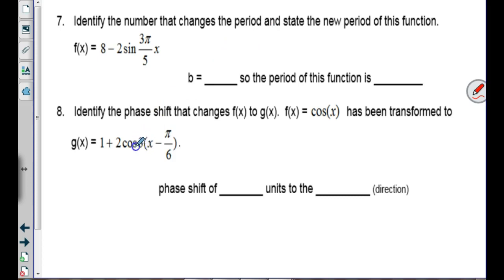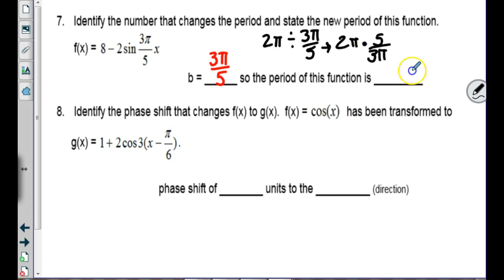Well, in this question, it would be the 3. But in this question, there's no parentheses, but it's still whatever is multiplied onto the x. Yes. And the new period is 2 pi divided by 3 pi over 5, which would be 2 pi times 5 over 3 pi. And this is on the numerator, so it's 10/3.